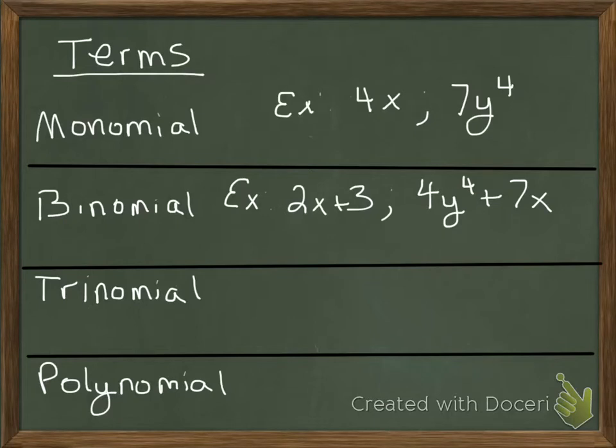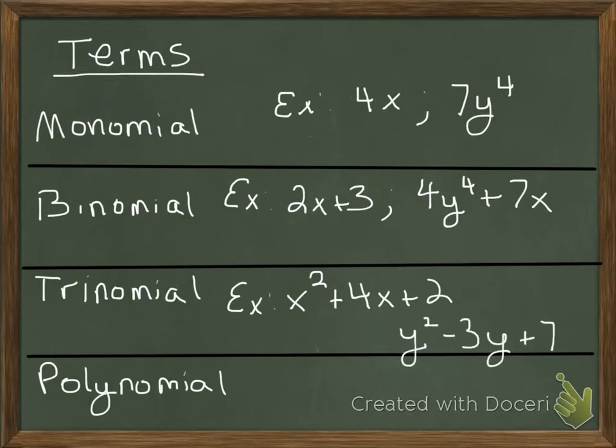Now, by now, you're catching on. Trinomial, three terms. Now, what you usually see with trinomials and what you're going to see most in this class is like this. x squared plus 4x plus 2. Or y squared minus 3y plus 7.